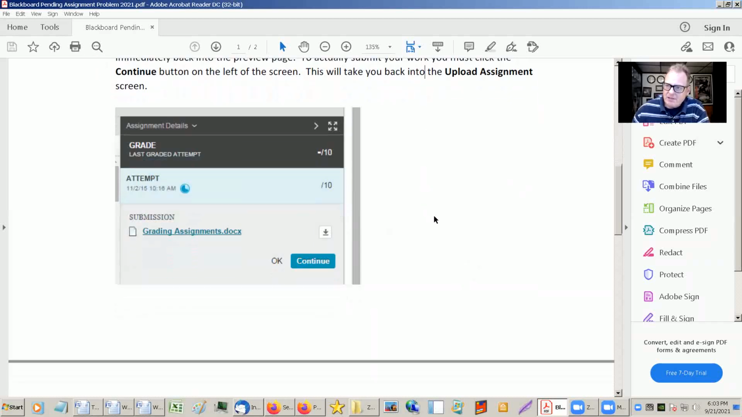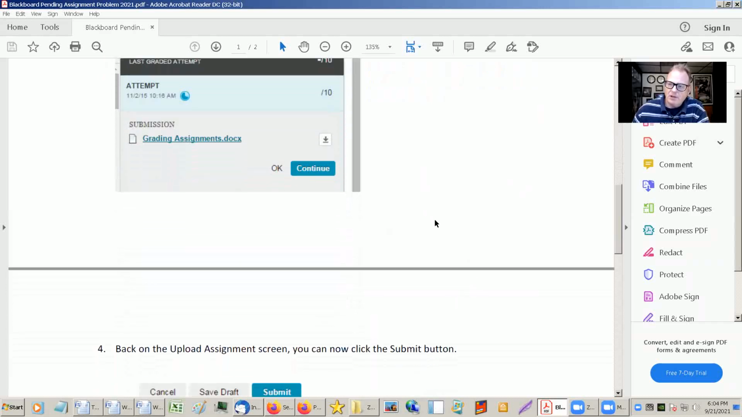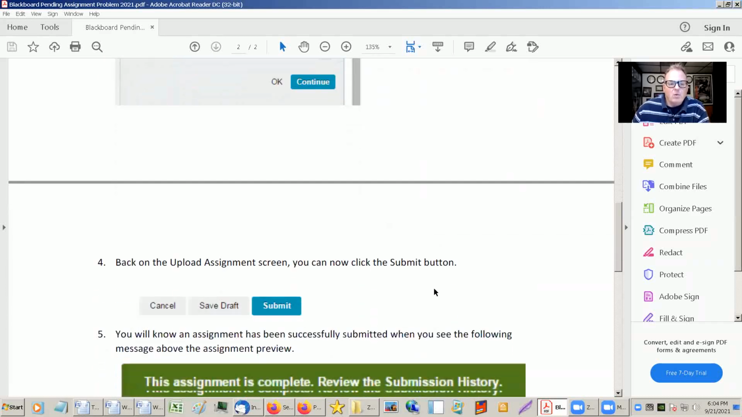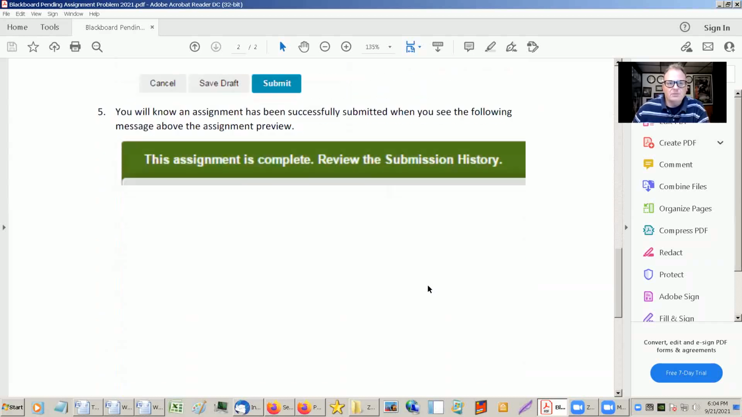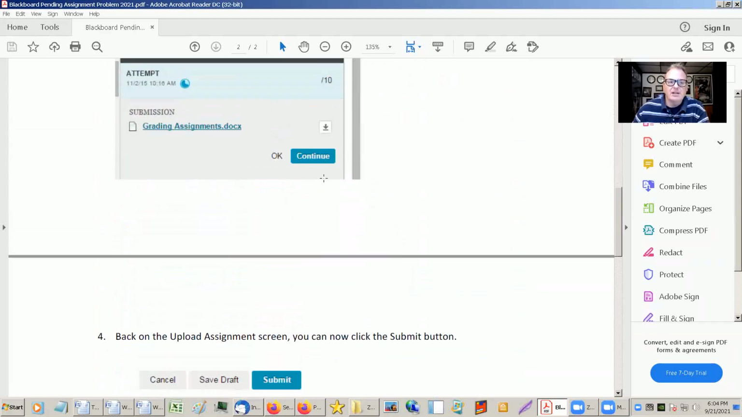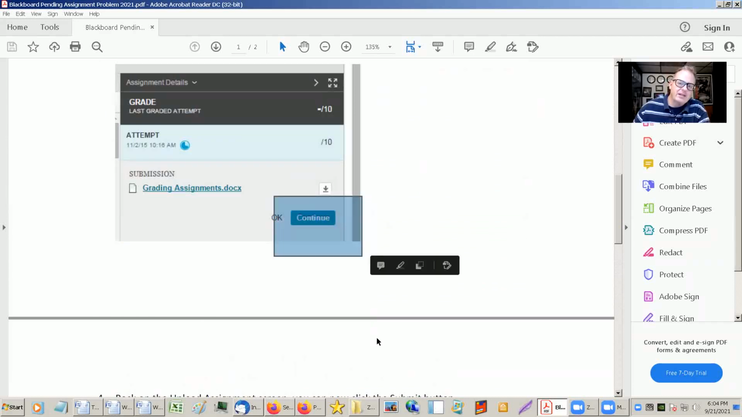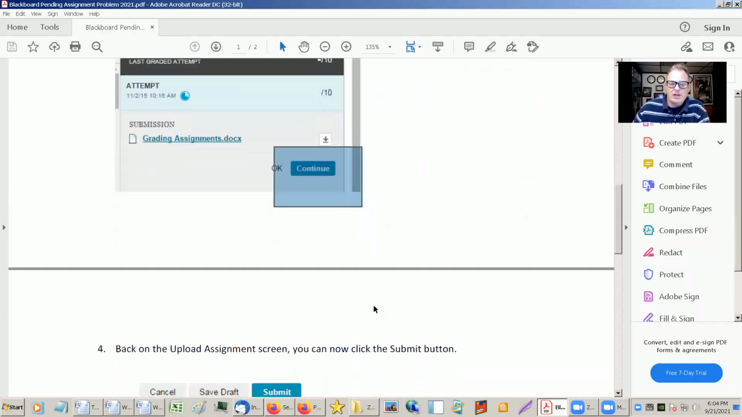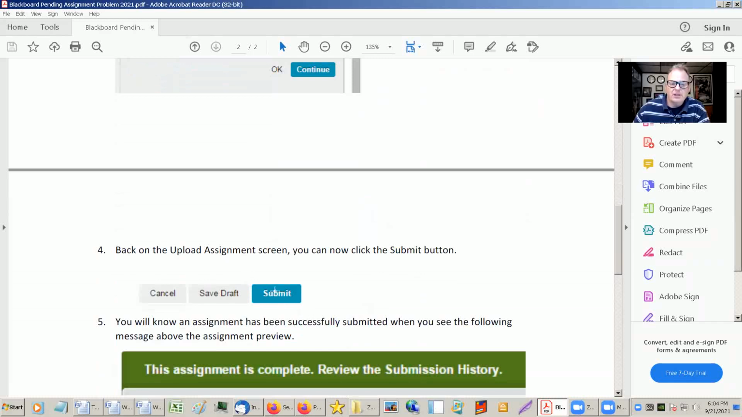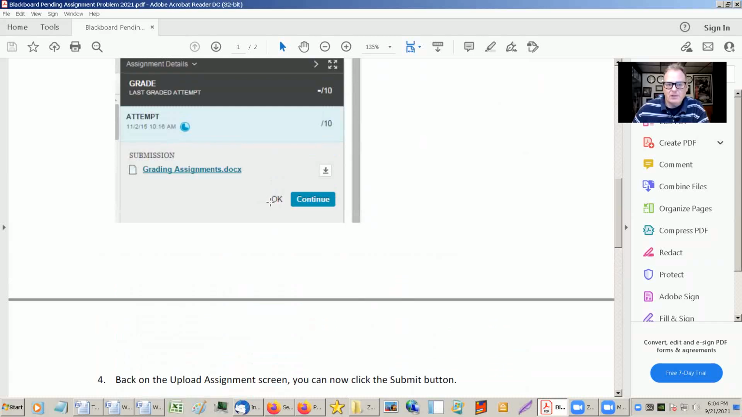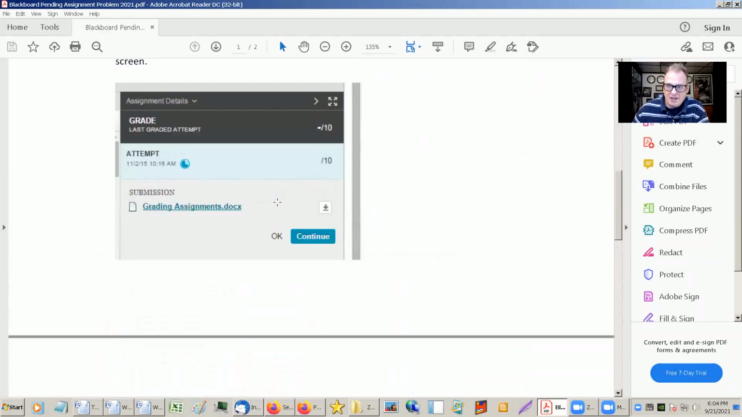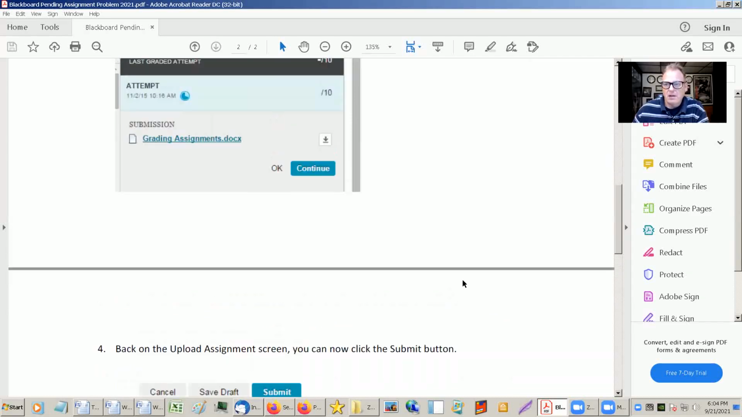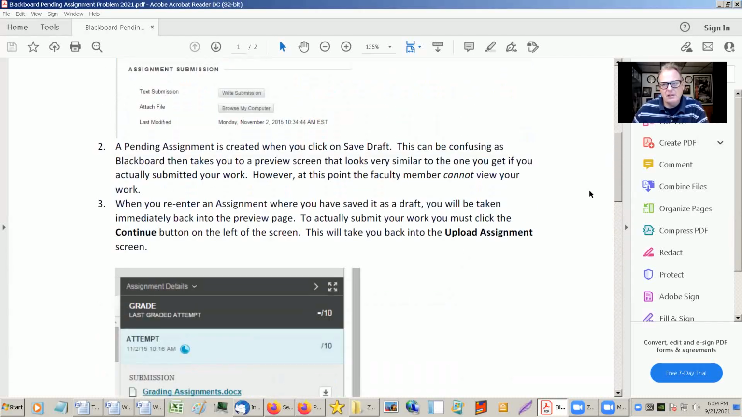Now, if you do have that, let's say you put save as a draft, what you have to do is go back in and hit continue. And once you hit continue, then you can go down and hit submit. So click on the assignment itself, and again, it's going to look like it's done, but it's not. You have to hit continue and then submit. So it's misleading in that it looks like it's done, but it's not.